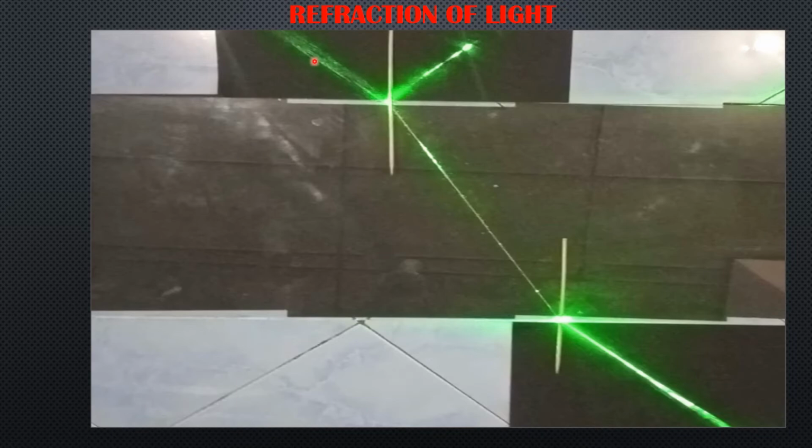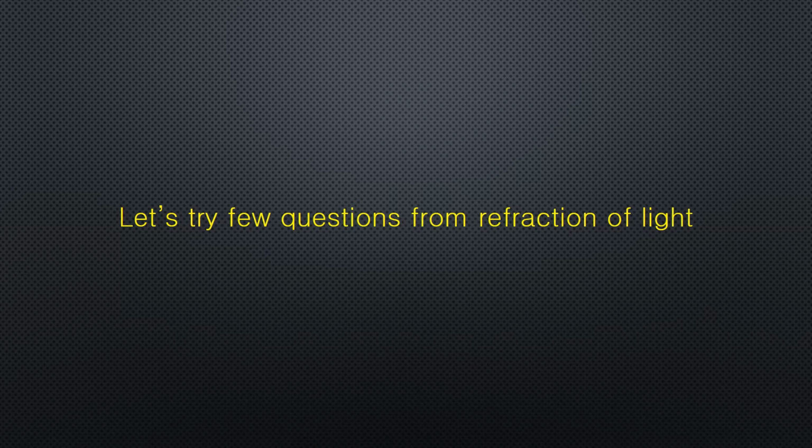Here when light enters from air to the glass means it bends towards the normal. You can see this angle is more and this angle is less. Again when we come to this point, this ray acts as an incident ray. So from glass to air means you can see it bends away from normal. So our theory part and this practical part are same. Let's try a few questions from refraction of light.